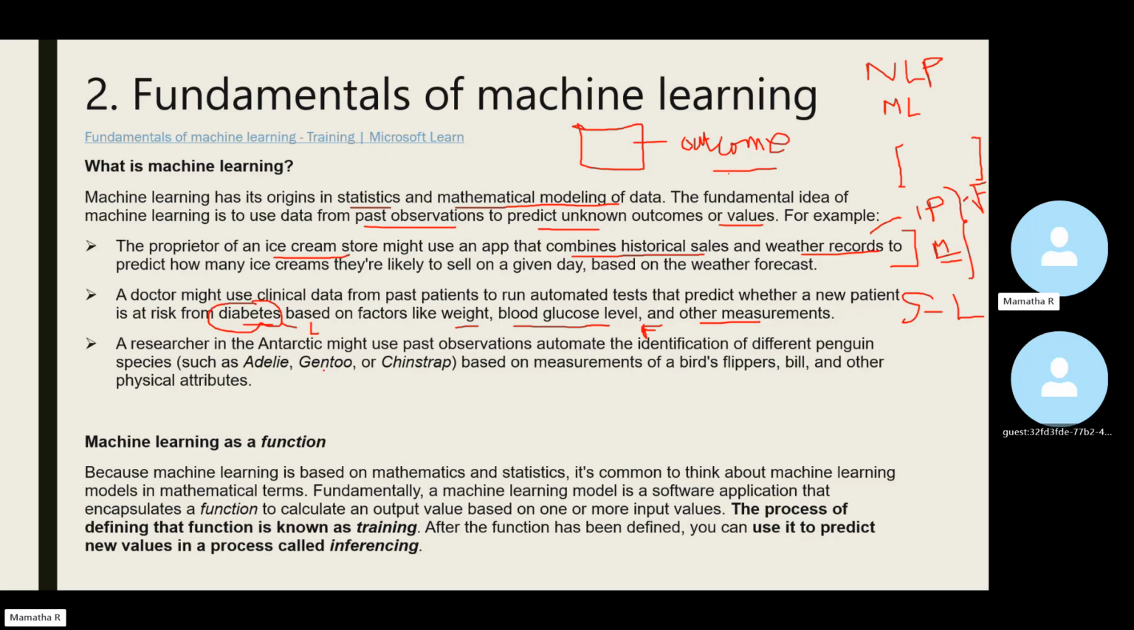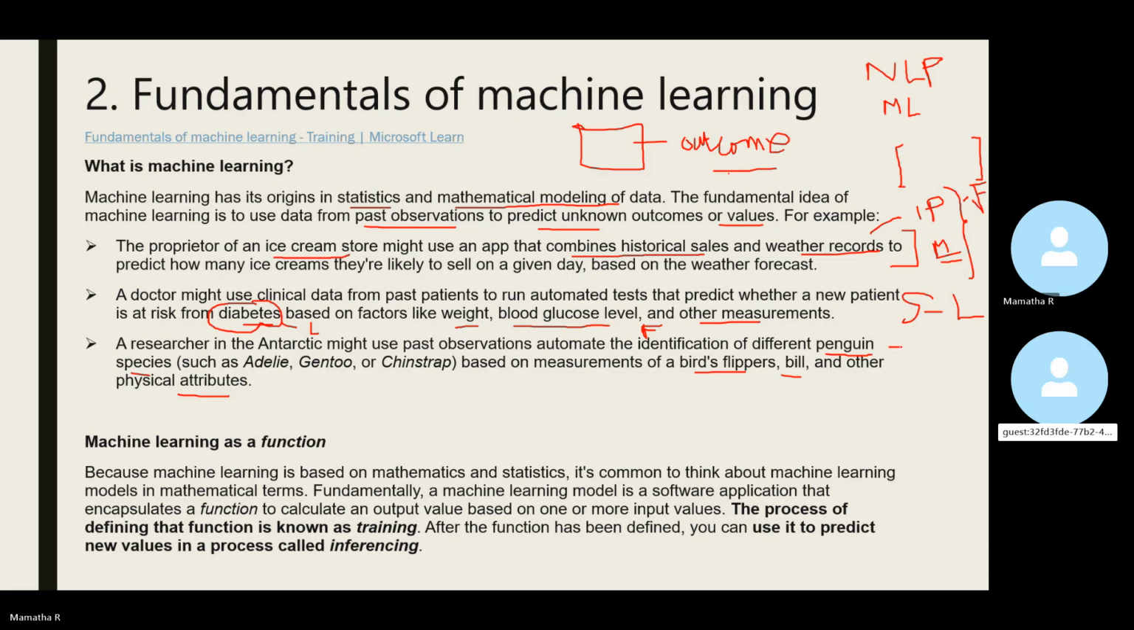Researchers in the Antarctic region wanted to get past observations to identify the different penguin species present in that particular region. To identify the species of the penguin, they will use different parameters like beak, flippers, bill, and other physical attributes. Which is the label, and which is the feature?